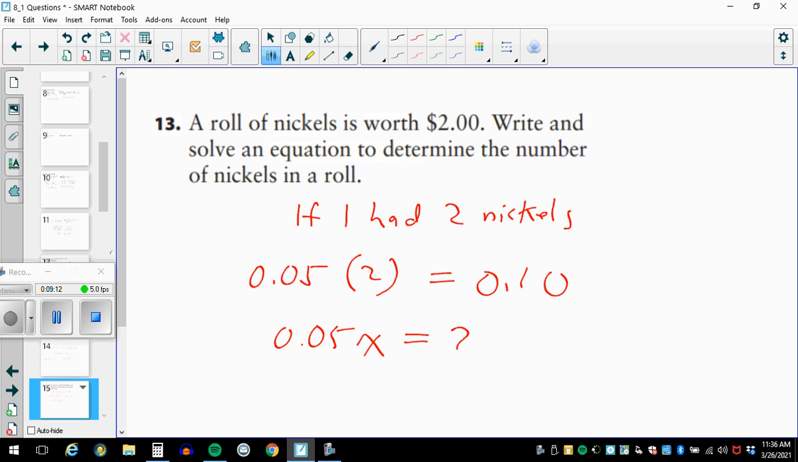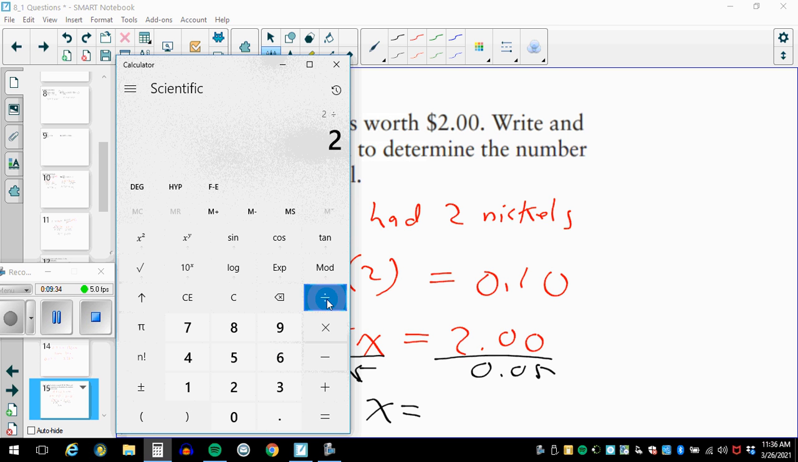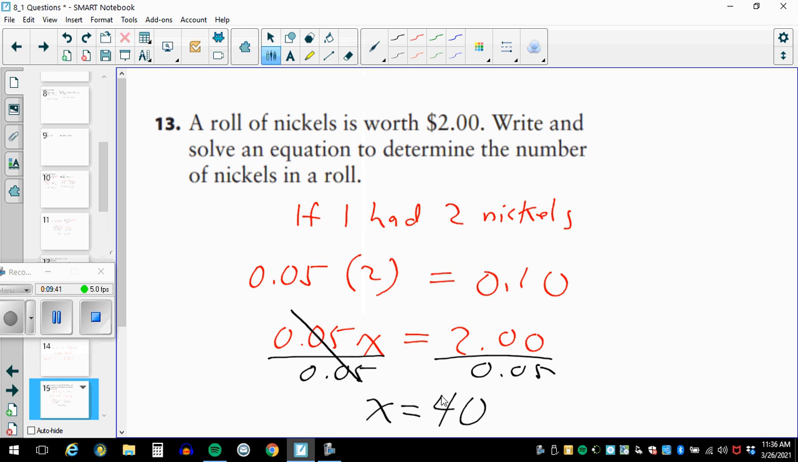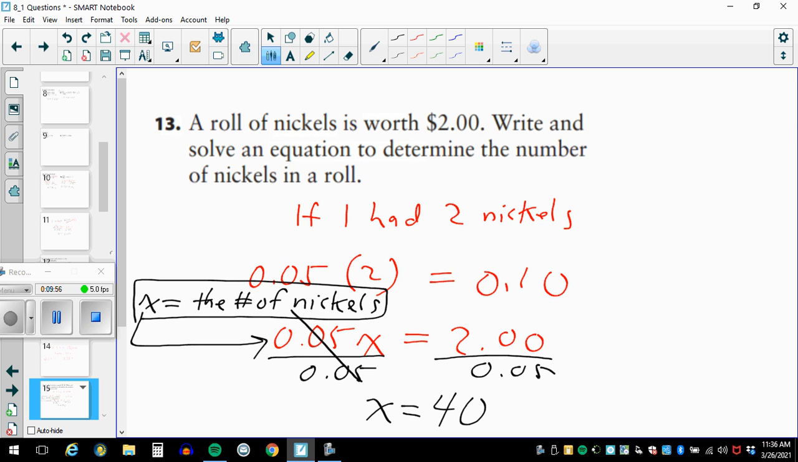And it tells me the value already. It says, if you take the number of nickels and multiply it by a nickel, it'll give the value of $2. So here, I'm going to divide by 0.05 and divide by 0.05. And because I set it up algebraically, this should tell me how many nickels are in a roll. So 2 divided by a nickel. It means there are 40 nickels in a roll. Okay? I forgot something very important. x equals the number of nickels. I forgot to define my variable. That's step 1 all the time: define your variable, make your equation, solve your equation, and then write a sentence. So therefore, there are 40 nickels in a roll.